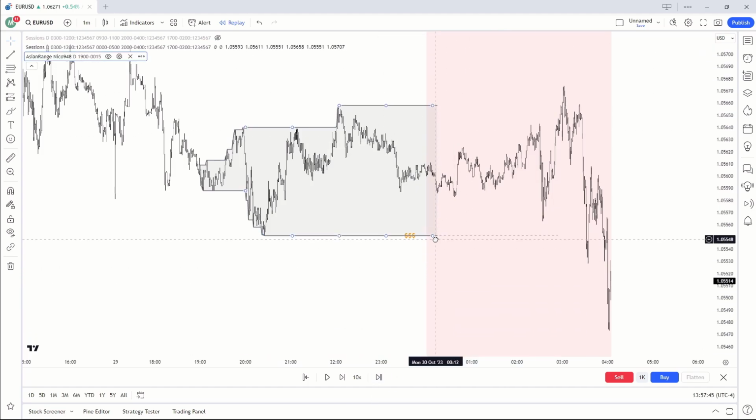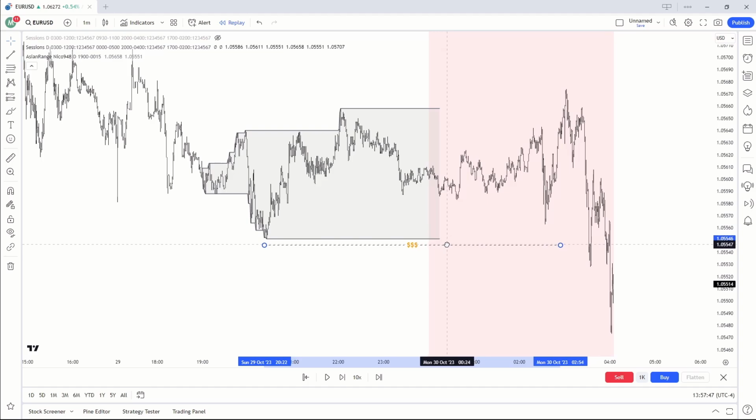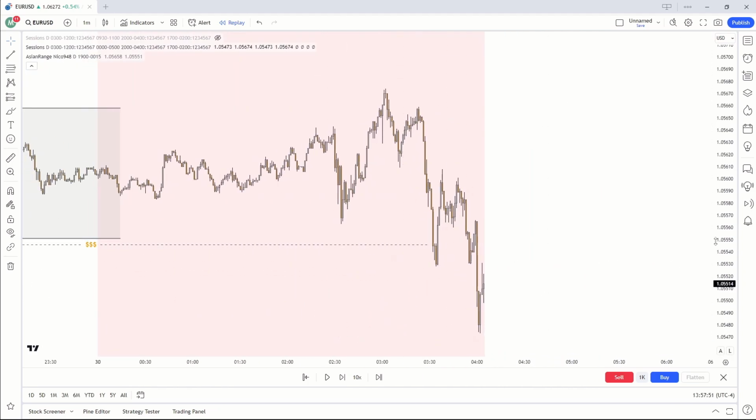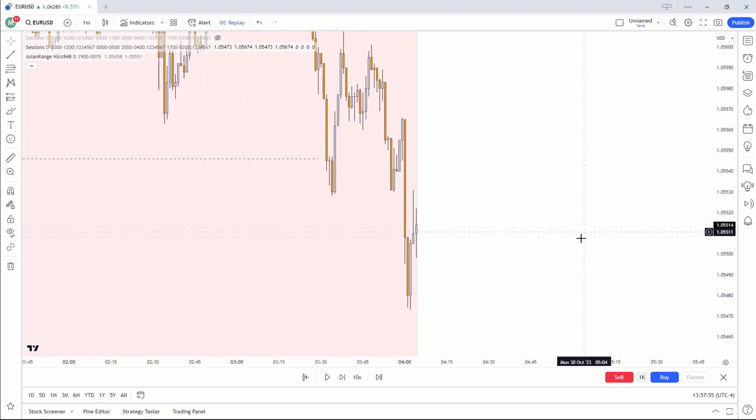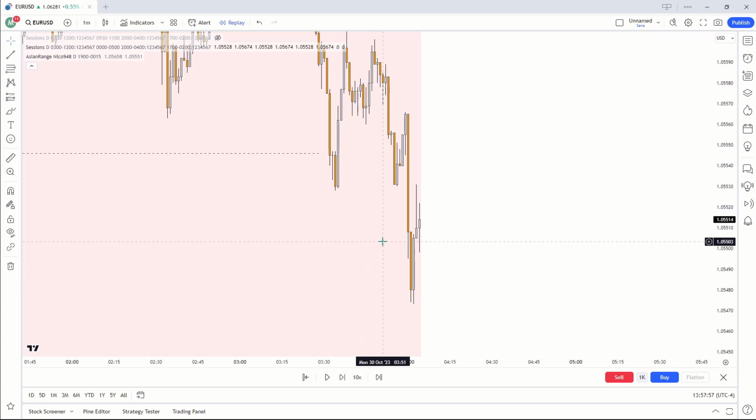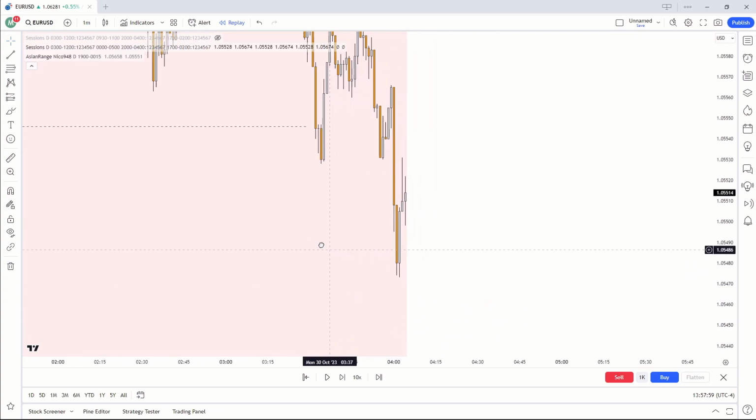Okay, so we've taken liquidity to the downside, guys. As you can see, we've taken out the Asian lows. And now I'm going to be using the engulfing candle entry. So guys, I'm going to be waiting for the first engulfing candle after we have swept liquidity.